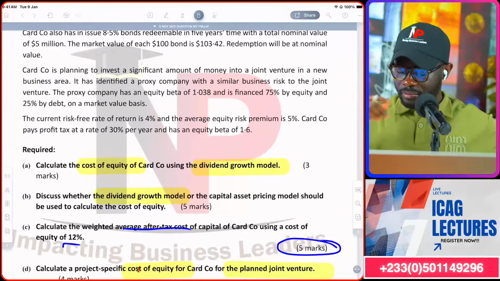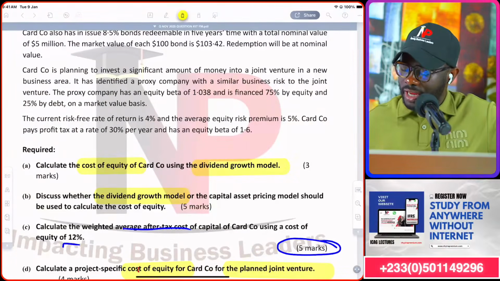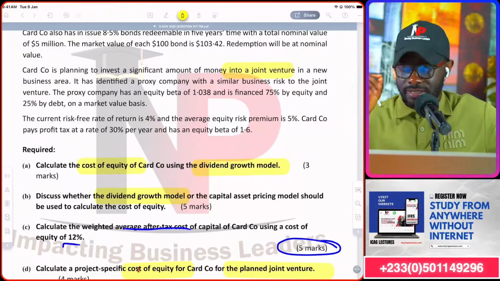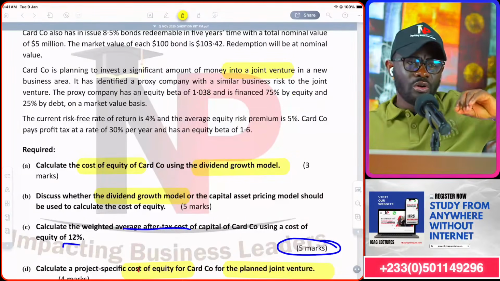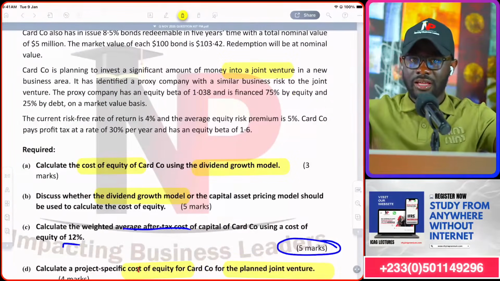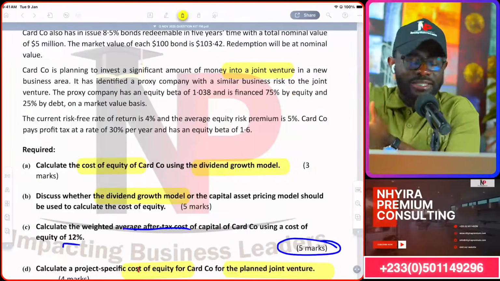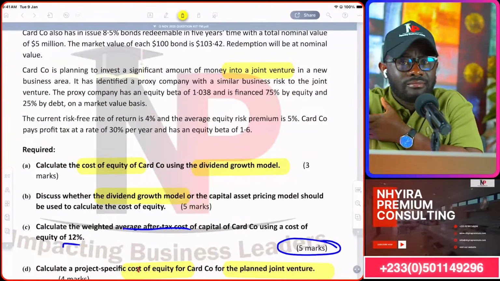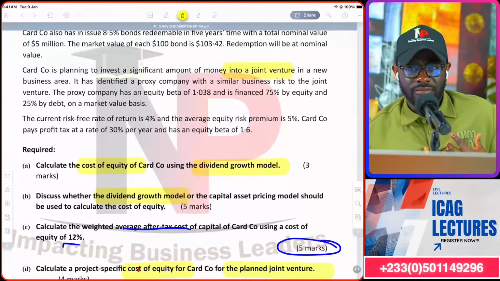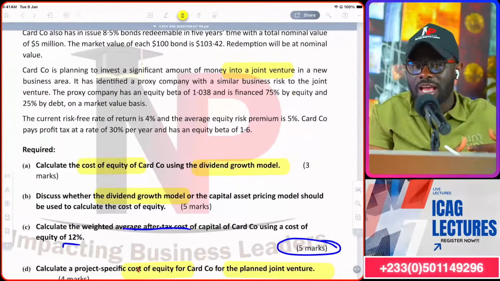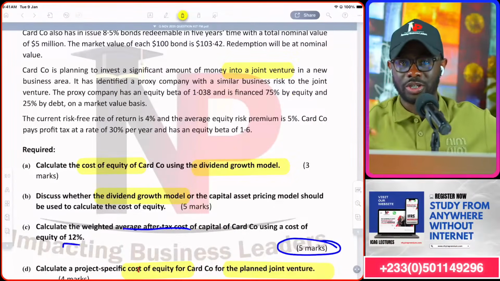Okay, so let's look at the final paragraph. CADCO is planning to invest a significant amount of money into a joint venture in a new business area. Okay, so I want you to understand what is going on here. If our company is going to invest in a new business area, then this is outside our normal business. So we need to know the risk in that business area, which is going to be the asset beta. Then we will re-gear that to calculate the equity beta for our company. Then we will now use that equity beta to calculate the cost of equity. It means we're going to be using the capital asset pricing model.